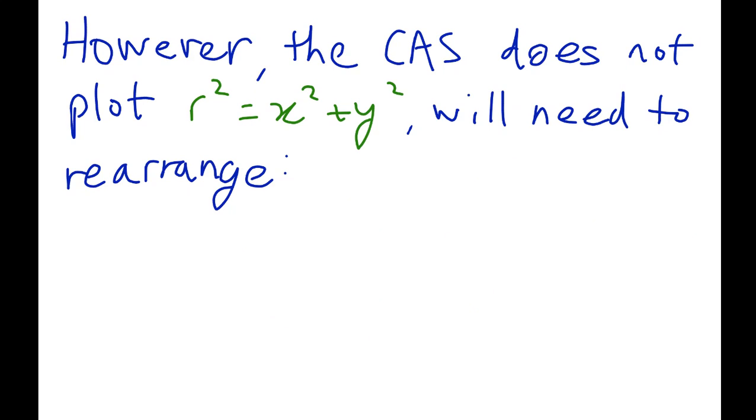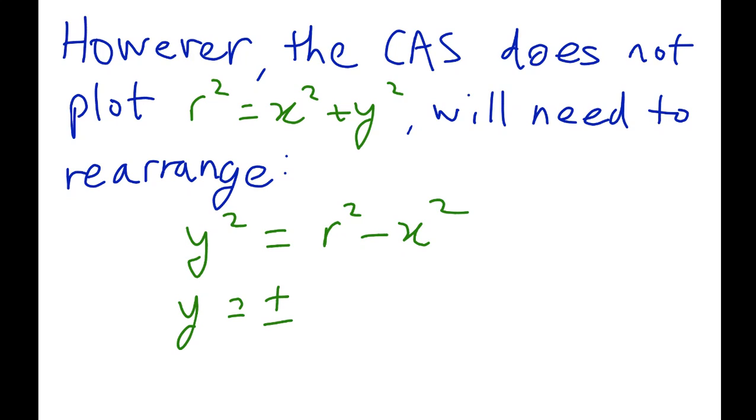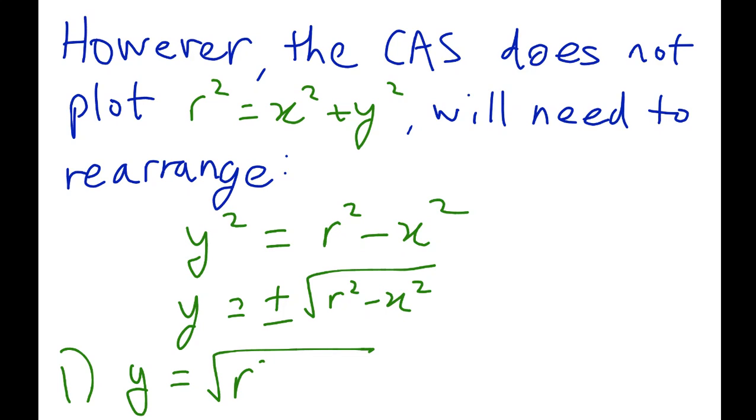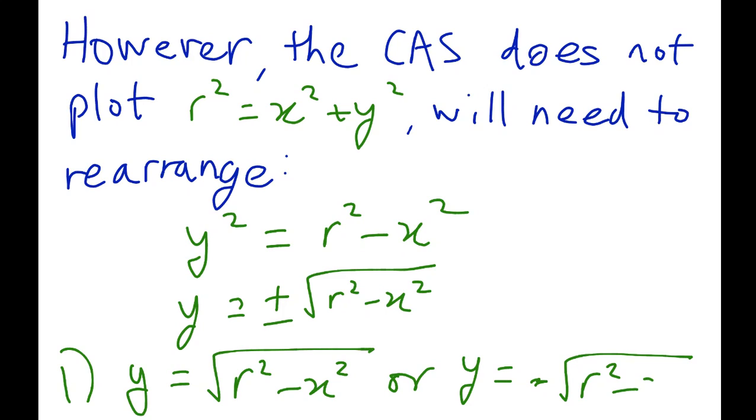But there's a little problem. If we try to put this in the calculator, it won't plot it. So we're going to have to do a little bit of rearranging. Our calculator only plots anything with a y in front. So if I move the y squared over, we end up with r squared minus x squared. And so if we solve for y, we have a plus or minus square root of r squared minus x squared. So when we plot it in, we need to plot y equals the square root of r squared minus x squared, or y equals negative the square root of r squared minus x squared.